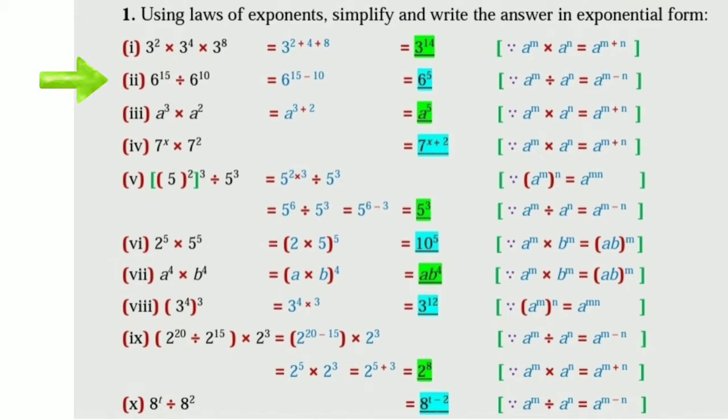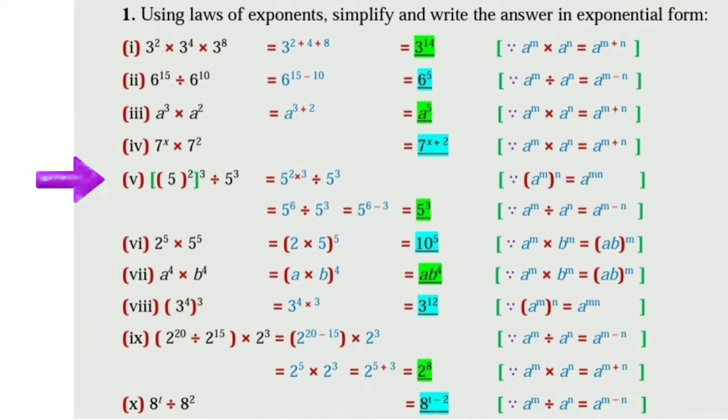The formula used is a raised to m divided by a raised to n is equal to a raised to m minus n. Third one, a cube into a square. So the answer is a raised to 3 plus 2, that is a raised to 5. Fourth one, 7 raised to x into 7 square is equal to 7 raised to x plus 2. Students, we cannot simplify x plus 2, so this is the final answer, that is 7 raised to x plus 2.